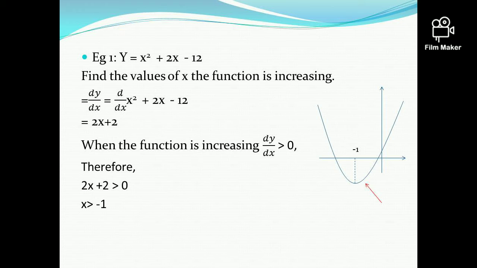So if you draw the diagram for x squared plus 2x minus 12, you can understand that the function increases after minus 1. Before minus 1, the function is decreasing, it's coming down. After minus 1 only, the function starts to move up. That is the range where the function is increasing. Hope you can understand this theory clearly from this diagram.